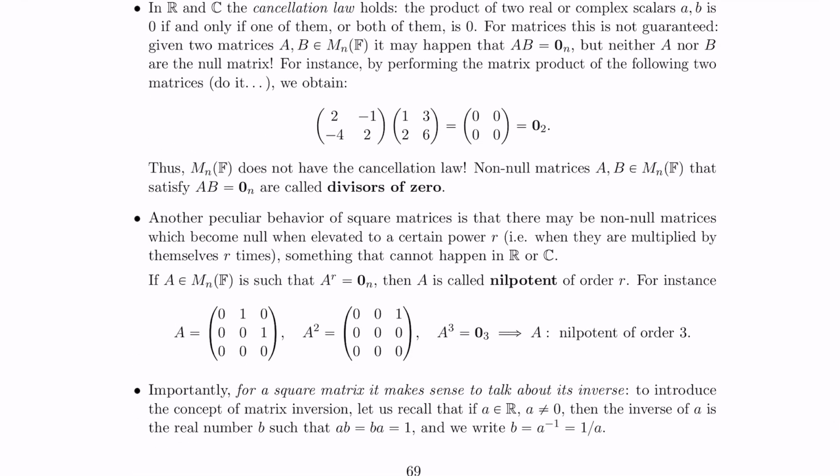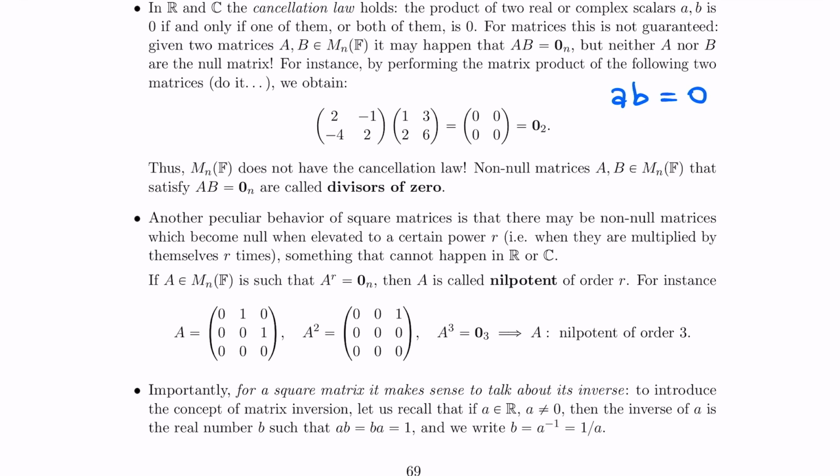To introduce this concept, we must first recall the cancellation law, which holds in R and C. This law says that if you multiply together two real or complex numbers and you obtain 0, this means that either A or B or both of them are 0. This is not true anymore for matrices.